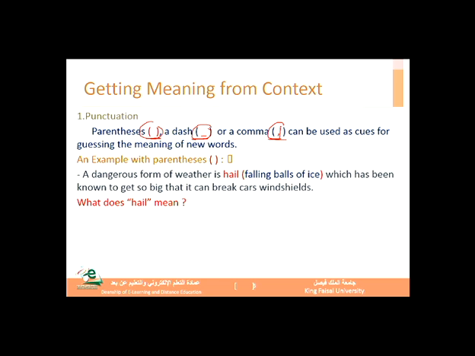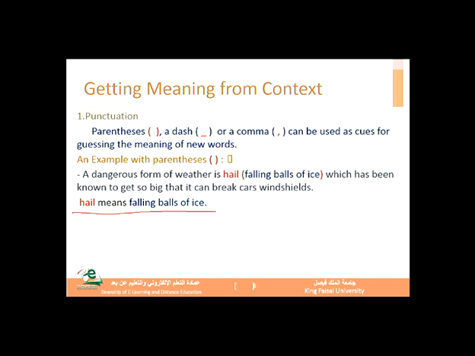Here we have an example. Let's read it together. A dangerous form of weather is hail. Then we have parentheses: falling balls of ice, which has been known to get so big that it can break cars or cars' windshields. All right? So let's say that we don't know the meaning of the word hail, but because we have 2 parentheses here, we know that this is the meaning of the word hail. All right? So this is the first cue, the first strategy. So basically, hail means falling balls of ice.